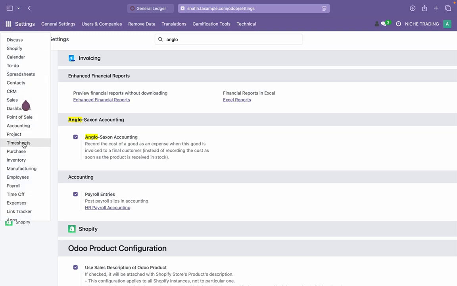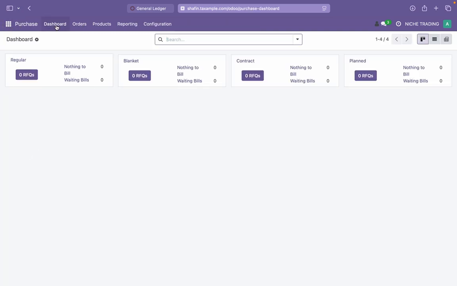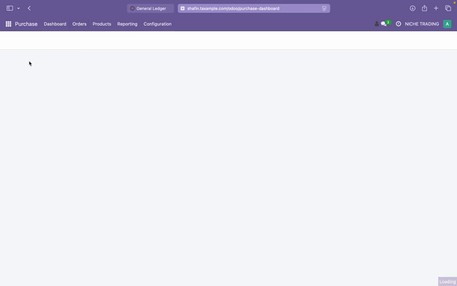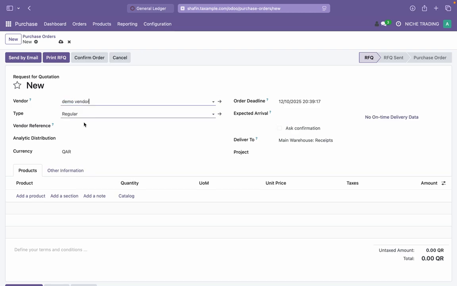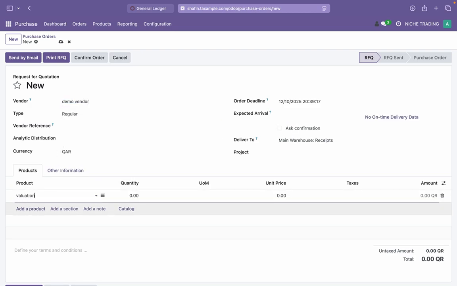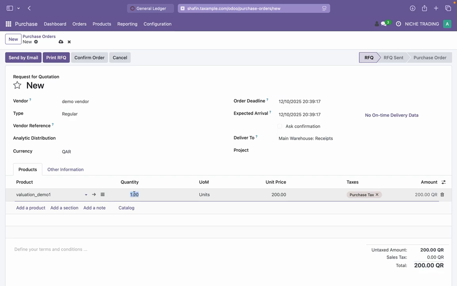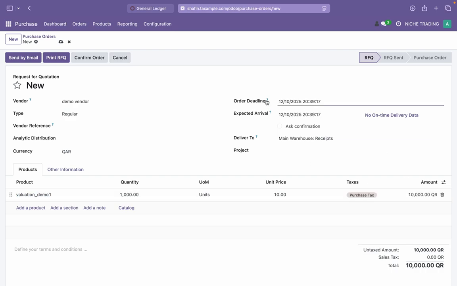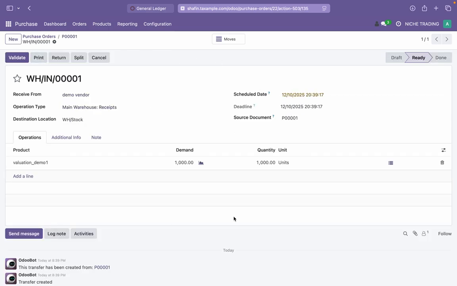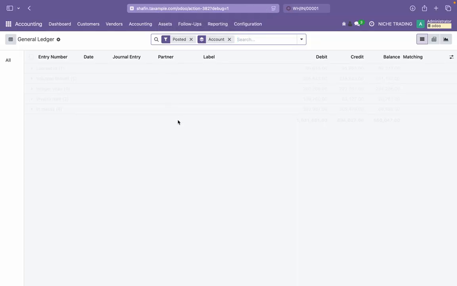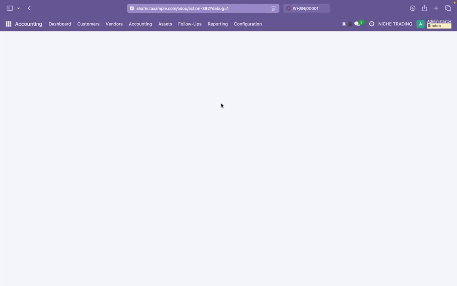So let's proceed to the purchase module. Let's directly go to an order. It is a new order, say demo vendor, the product is valuation. Let's say we ordered 1000 items, each with a unit price of 10. All right, then we confirm the order, we receive products. And even after the purchase is done, let's see how the general ledger looks.